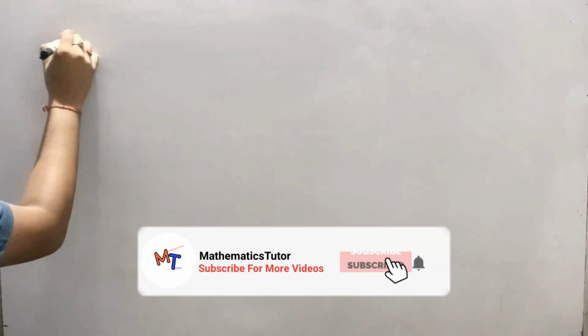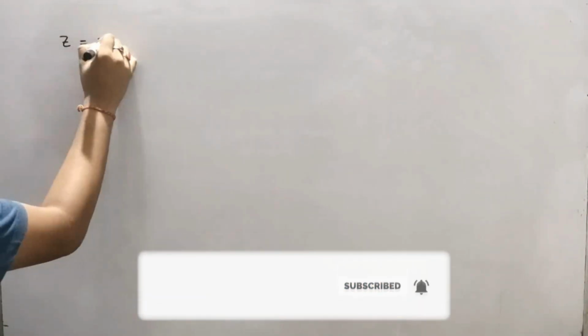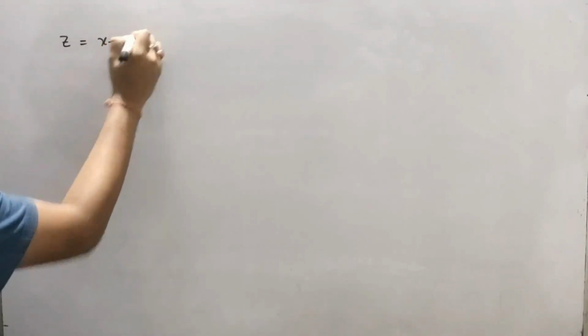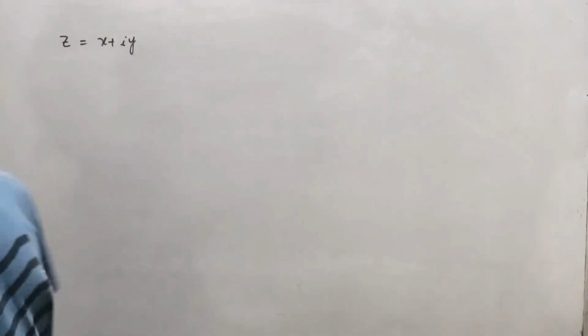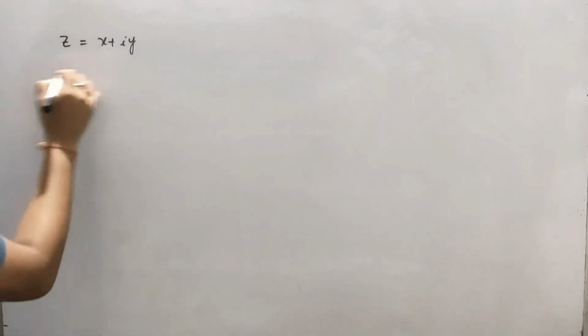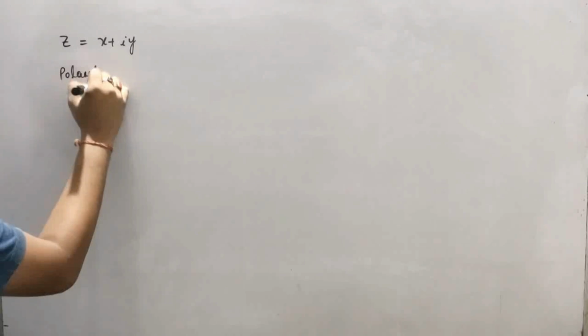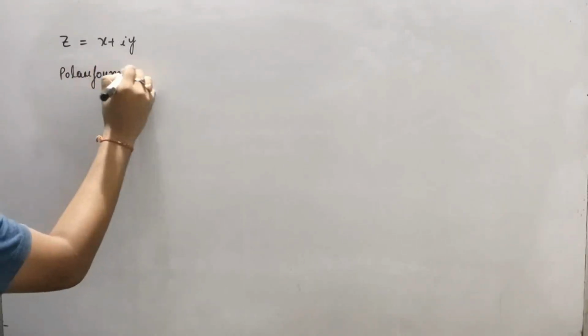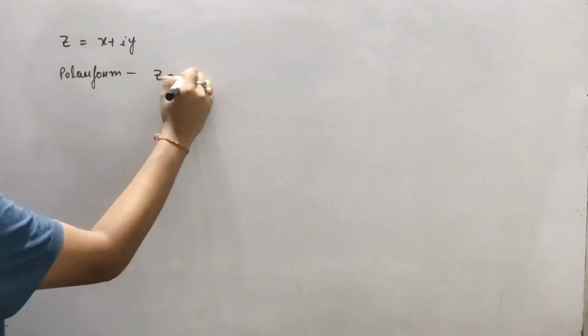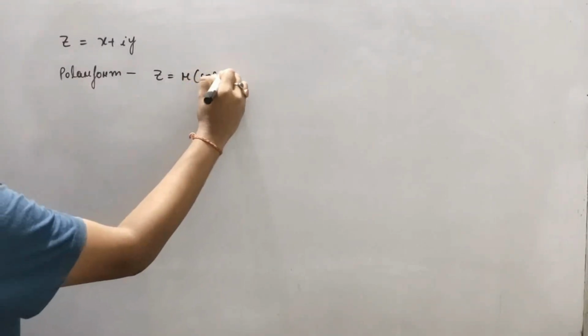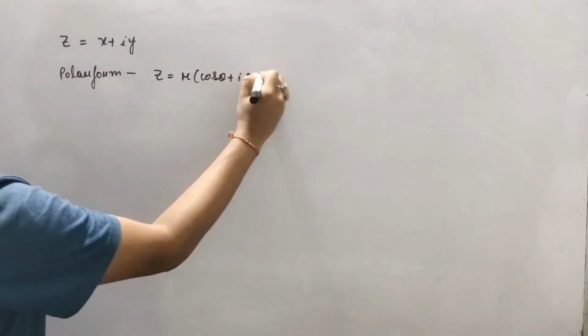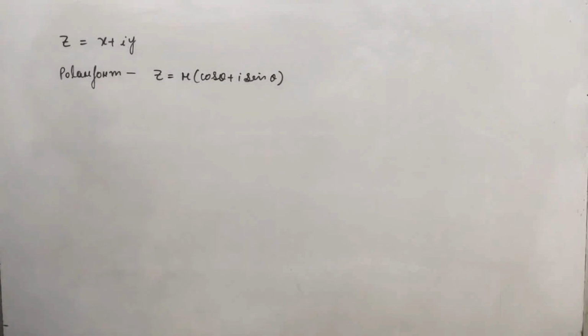So today we will discuss the polar form of a complex number. Say, for example, z is a complex number, x plus iy. So what will be the polar form of z? The polar form of z will be z equal to r (cos theta plus i sin theta). This is the polar form of z.